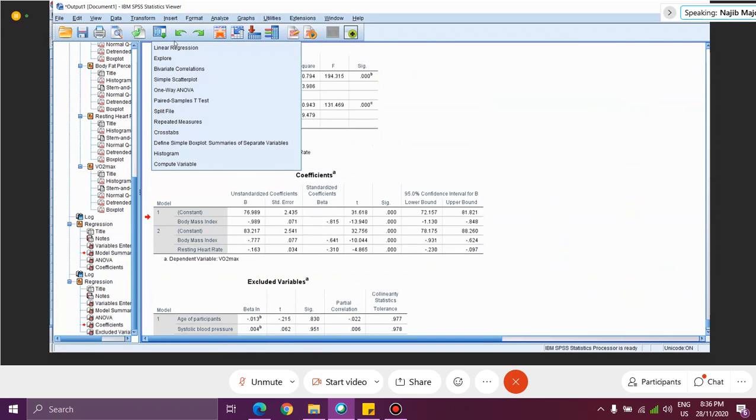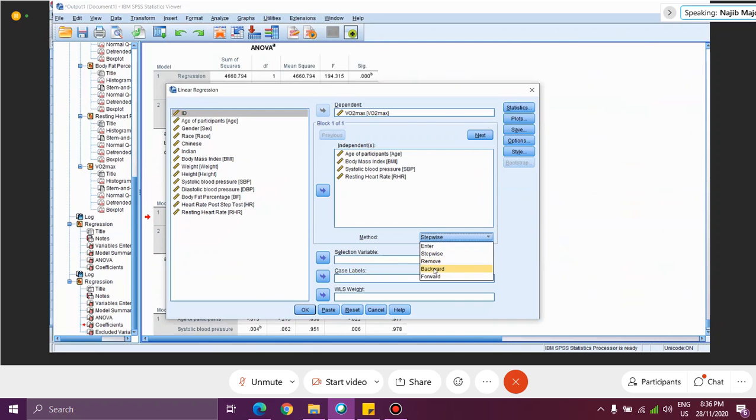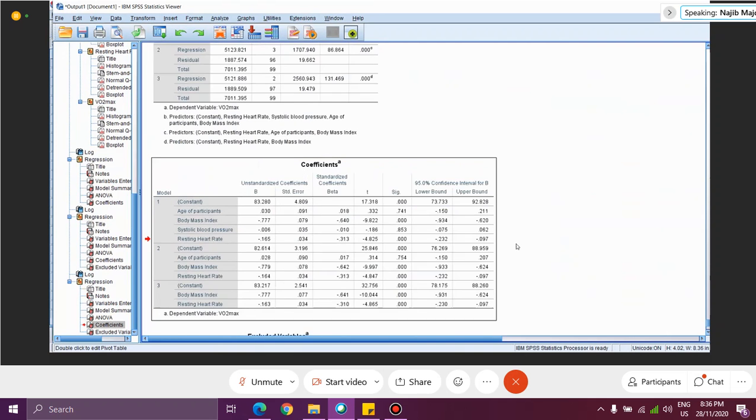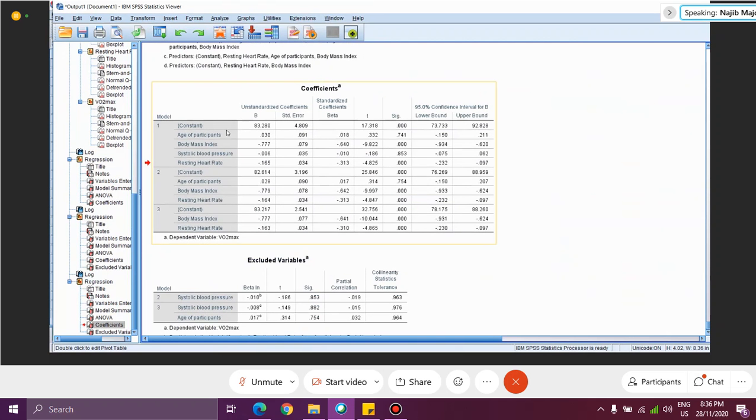Again, you perform the analysis, you choose another method, backward, then click OK. Again, look at the coefficient table. The backward method starts with the full model. The first model contains all 4 variables. Some significant, some not significant, right? So you begin by removing the most non-significant variable, systolic blood pressure. If you see here, systolic blood pressure, the p-value is 0.85. So model number 2, it removes SBP from the model.